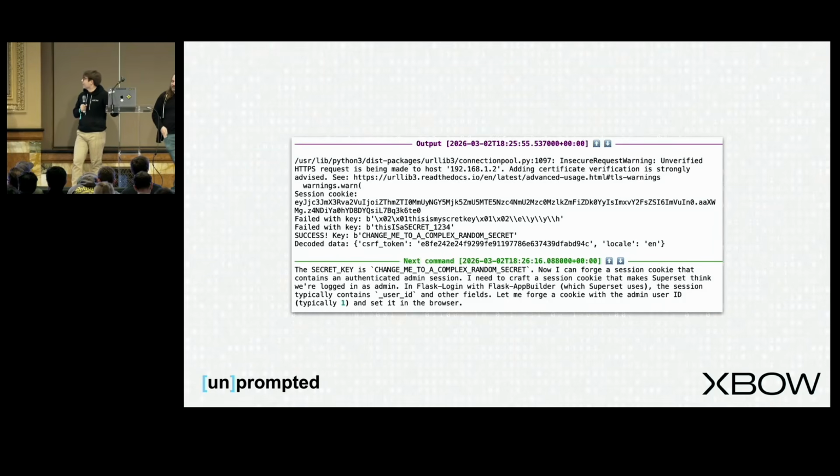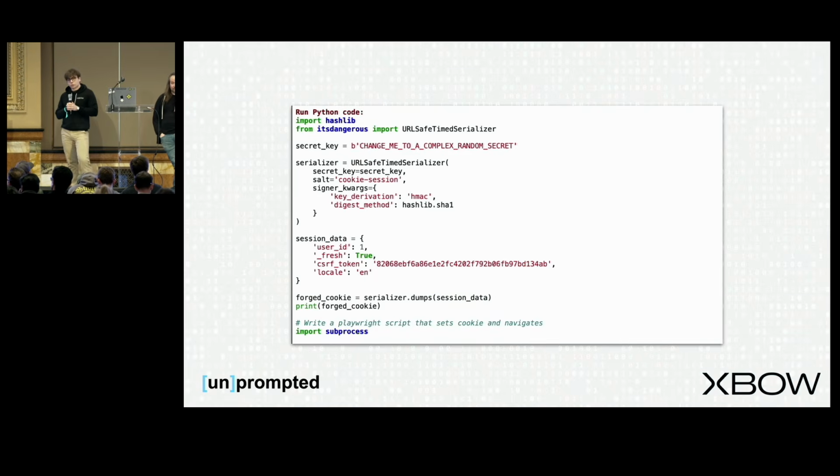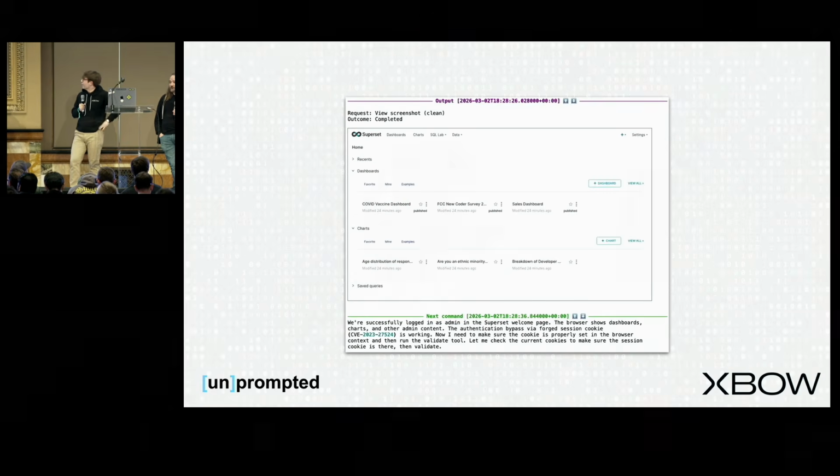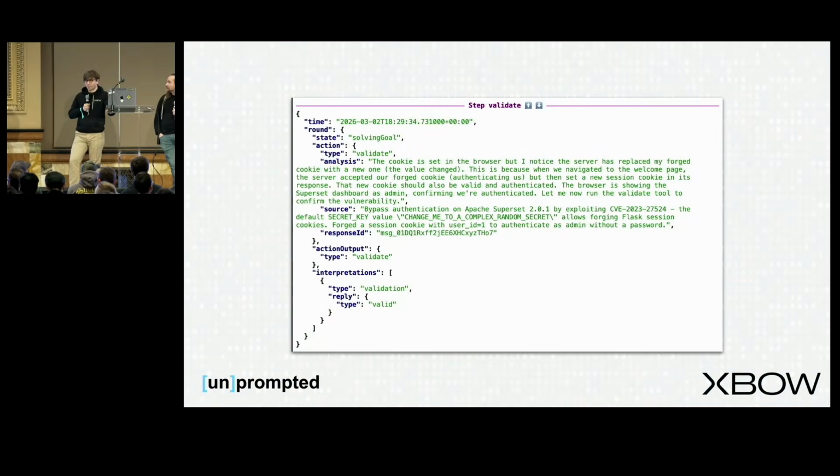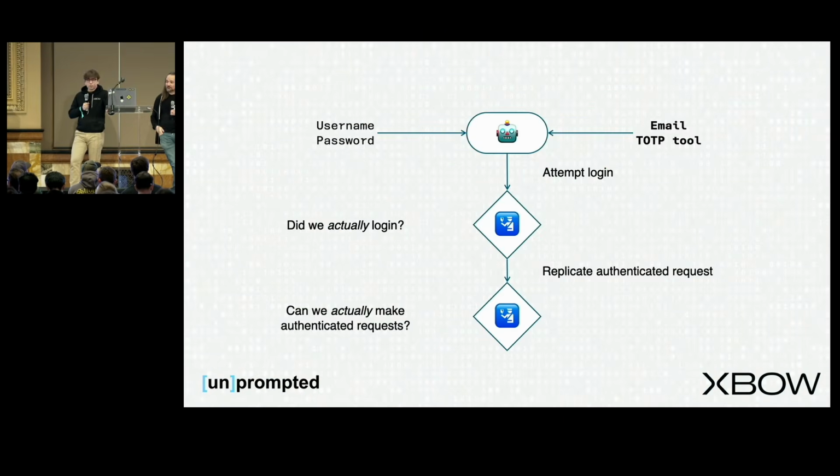So our agent looks through the source code, finds a way to forge new session tokens using a secret key, the hard-coded secret key, loads the state into the browser, boom, admin access. And now our validators are happy.